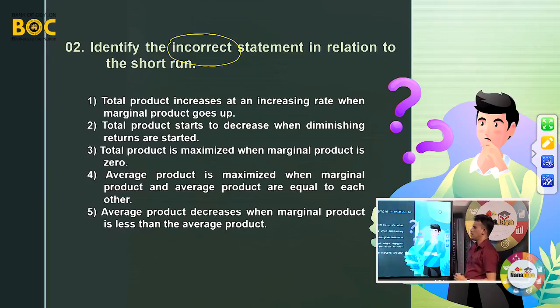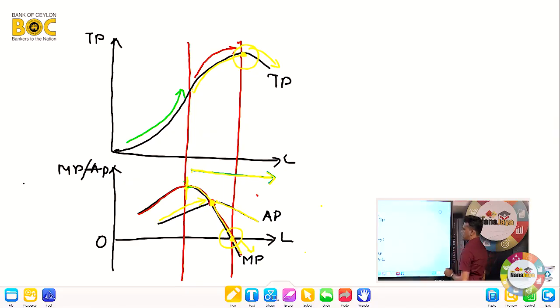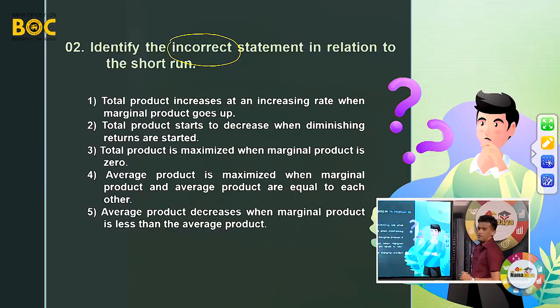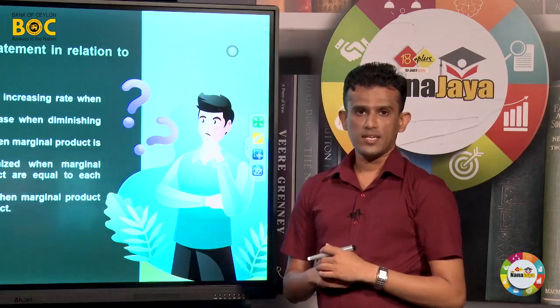Fourth answer, average product is maximized when marginal product and average product are equal to each other. You can see that marginal product and the average product are equal to each other at this respective point. So, at that point, the average product reaches its maximum point. So, therefore, the fourth statement is a correct statement.